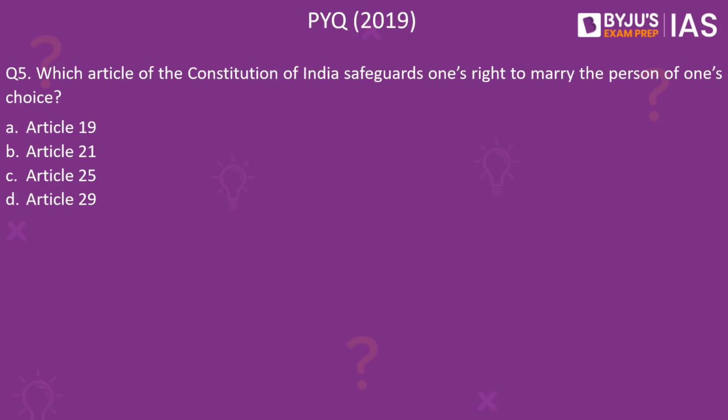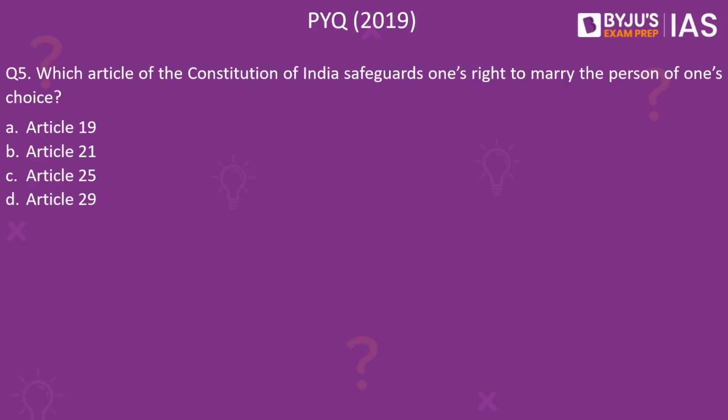Moving on to the last question of the day. This is a question from the UPSC 2019 GS paper 1. Which article of the Constitution of India safeguards one's right to marry the person of one's choice? The four options given are Article 19, Article 21, Article 25 and Article 29.